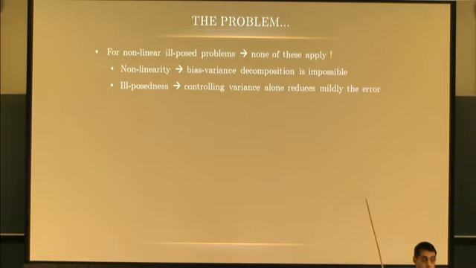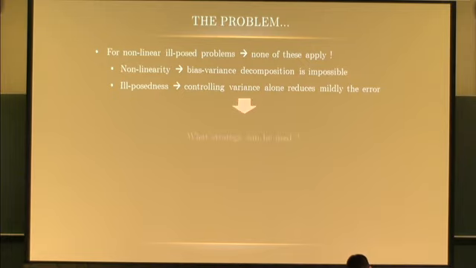Now, it all sounds very, very nice and convincing, but it doesn't really work for the class of problems that we are dealing with. Because the problems that we are interested in are nonlinear, you cannot have this closed form bias-variance decomposition, which was neat because we could actually do some things. And even if you could have done that, because of the ill-posedness, controlling only the variance would not really help that much, because most of the error is actually in the bias term.